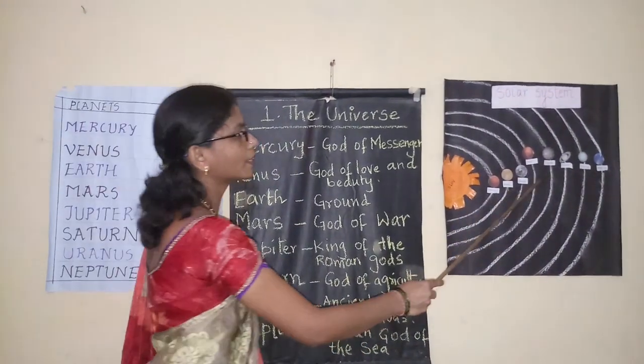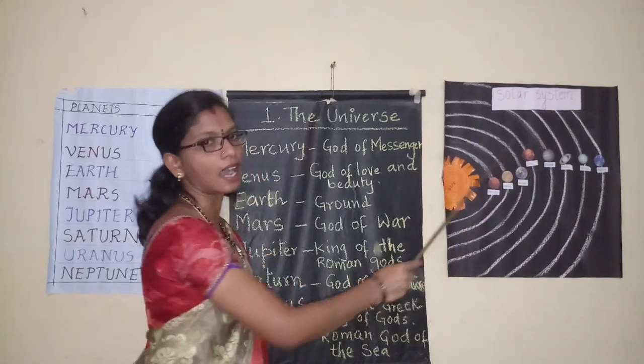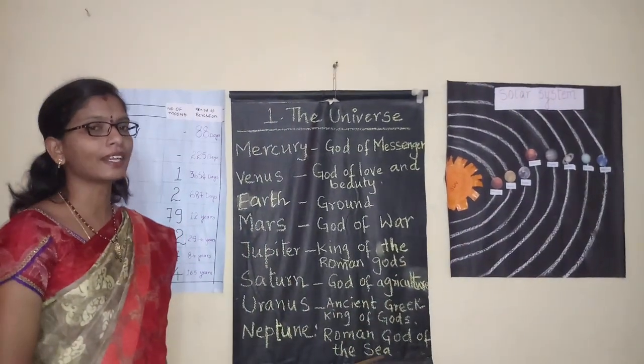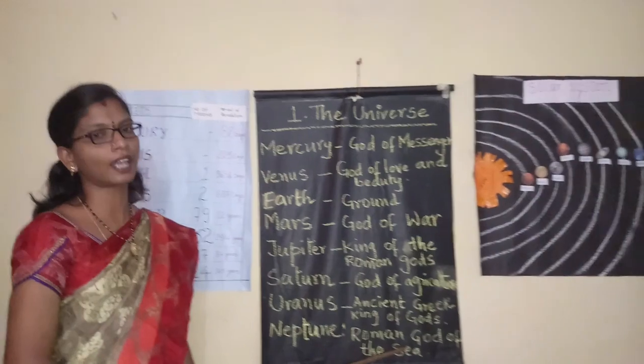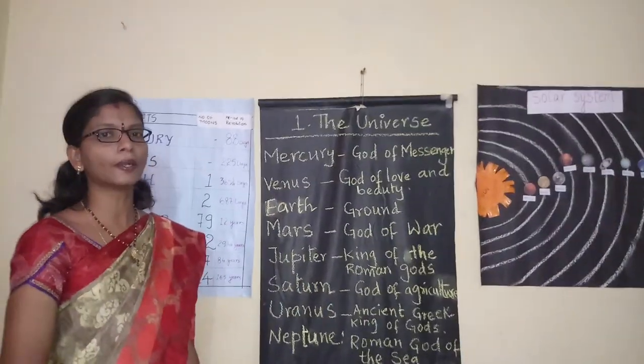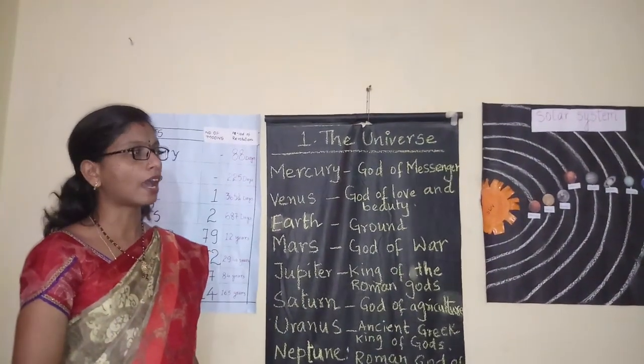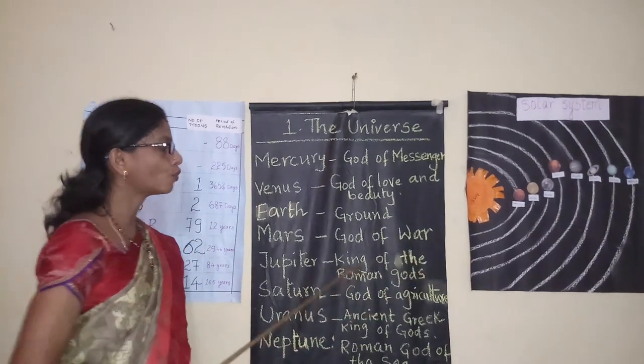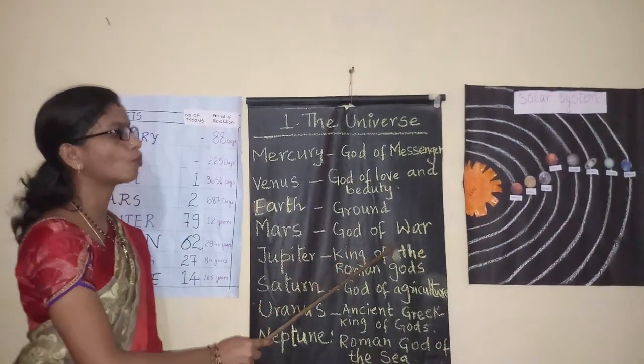The fourth planet in the solar system is Mars. The Mars planet is reddish in color and is also known as the red planet. And it is named after the Roman god of war.